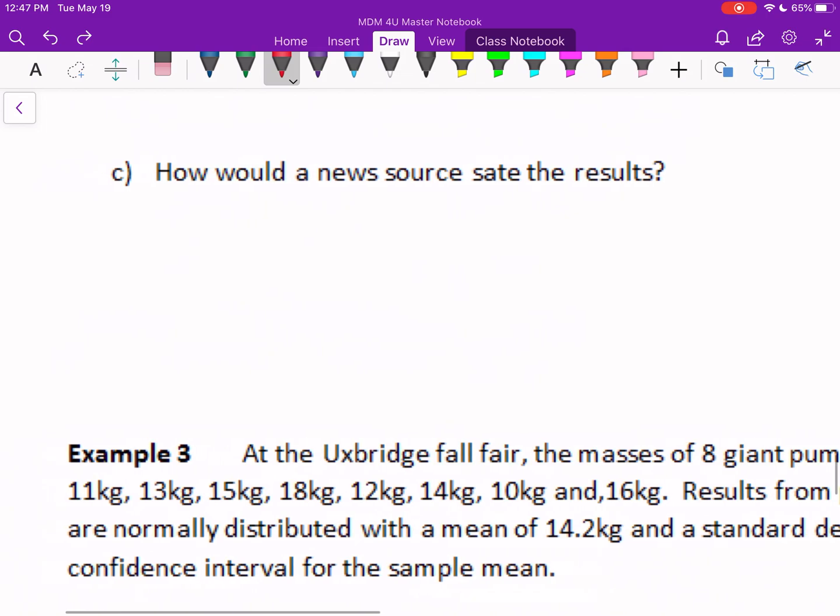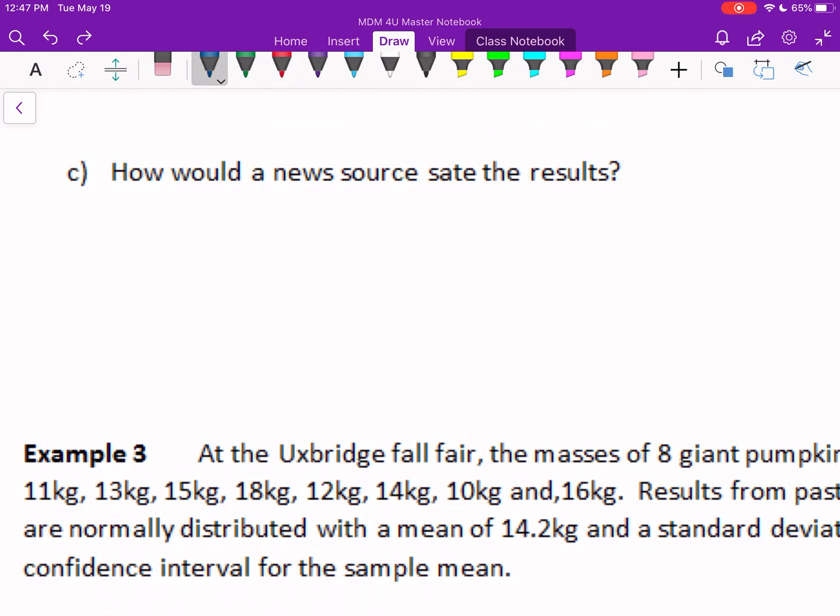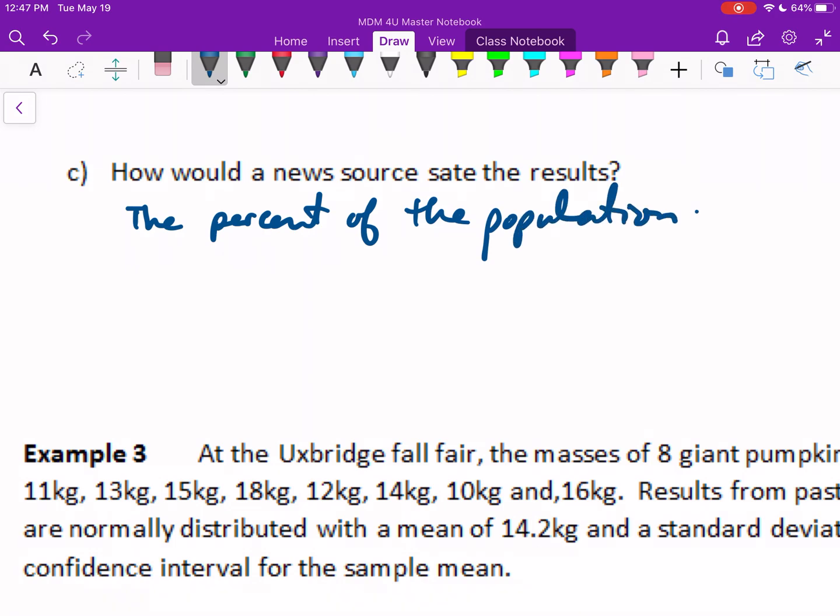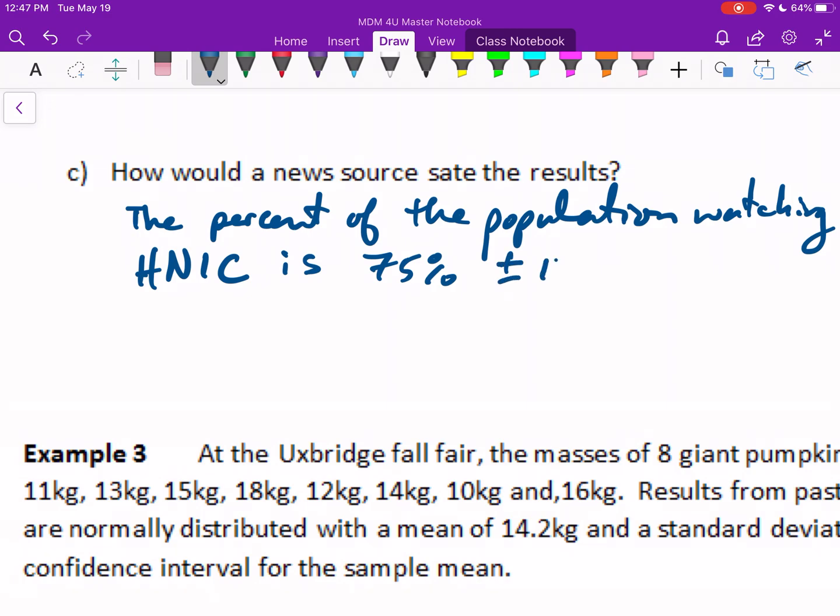How would a news source state these results? The percent of the population watching Hockey Night in Canada is 75% plus or minus 11.2%, 99 times out of 100.